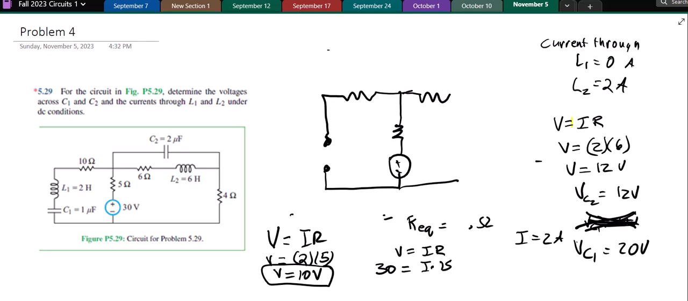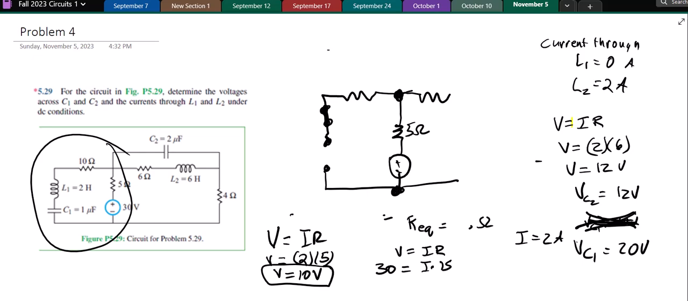So I have redrawn this part of the circuit right here, and I redrew the inductor as a short circuit and the capacitor as an open circuit. And for some reason I said that the capacitor was in parallel with the 5 ohm voltage source. The capacitor is not in parallel with the 5 ohm voltage source. The capacitor is in parallel with this branch right here.